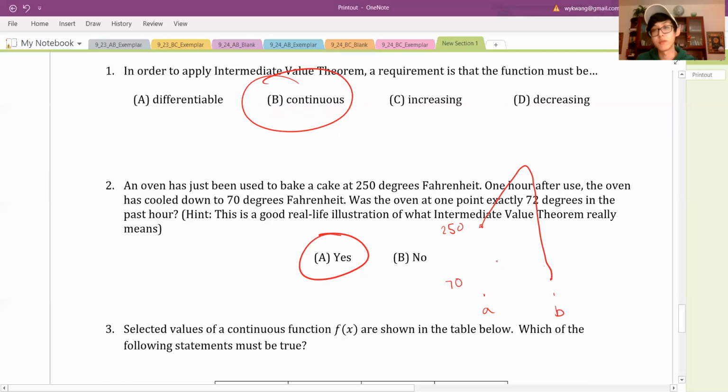So that's the intermediate value theorem. If it's a continuous function from A to B, between f of A and f of B, every value is met. So this would be f of A, because when you plug in A, it's at 250 degrees. F of B is here. At the end, it's 70 degrees, right? So plug in B, I get 70. But every point between f of A and f of B must be met. So hopefully that makes sense.